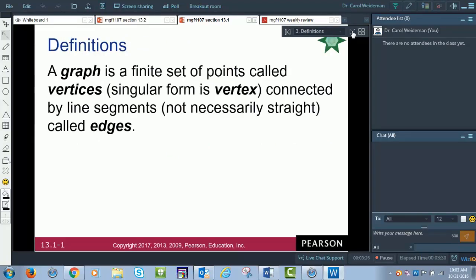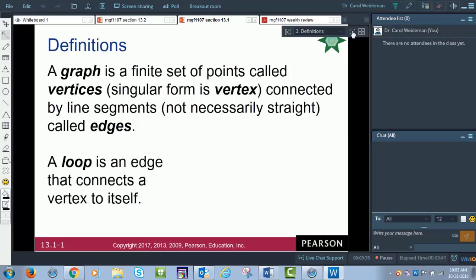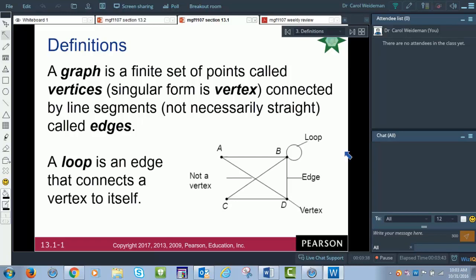So again, a graph is a finite set of points that are called vertices. The singular form is vertex, and they're connected by line segments, not necessarily straight, that are called edges. And a loop, and I've got a picture here for you. A loop is an edge that connects a vertex to itself. So here's a loop here. This is not a vertex because there are no points at this intersection here. Here's an edge, here's an edge.